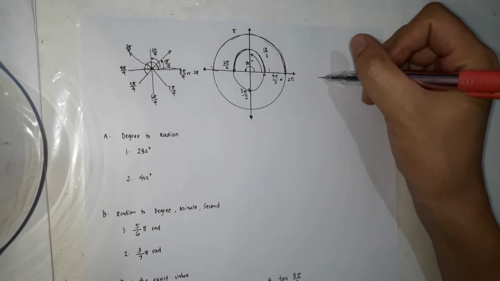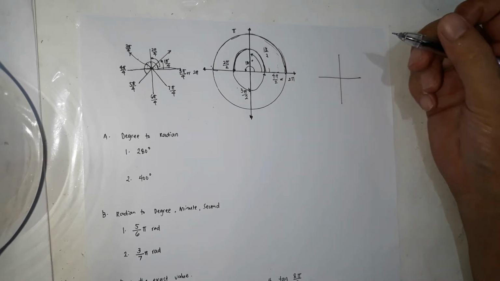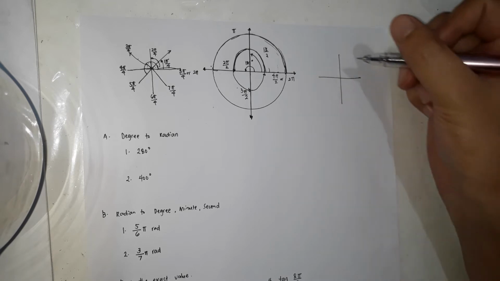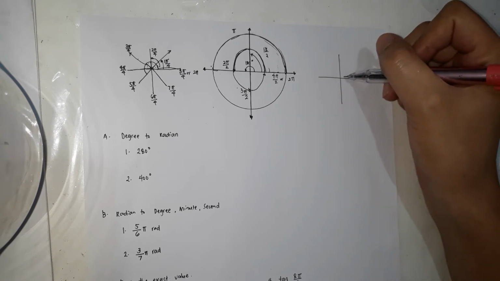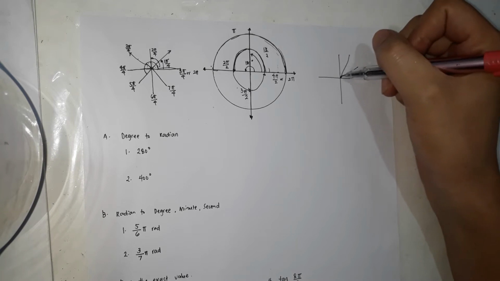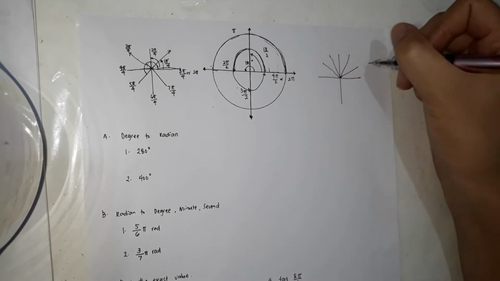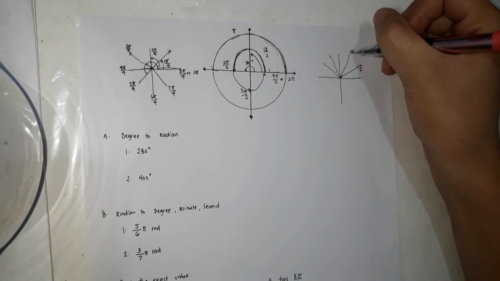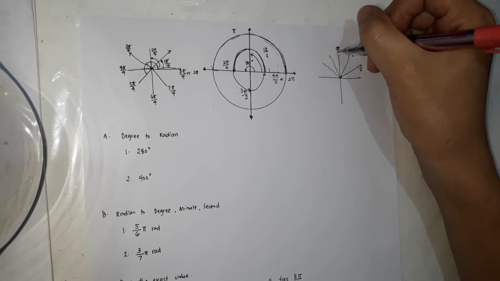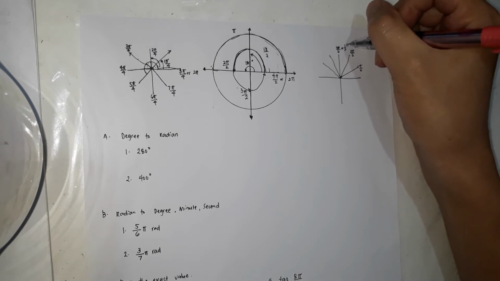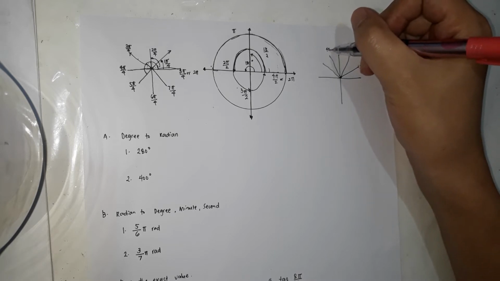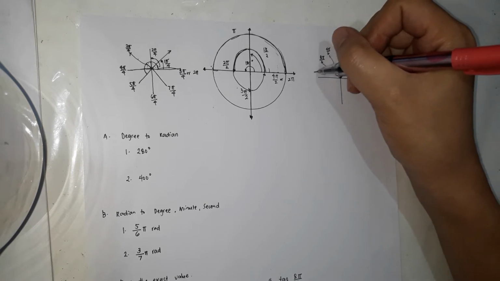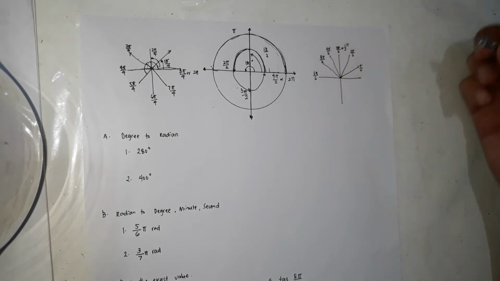However, if you're going to divide this by 6 parts, 1, 2, 3, 4, 5, 6. So this is pi over 6, or 1 pi over 6, 2 pi over 6, 3 pi over 6, or 1/2 pi, 4 pi over 6, 5 pi over 6, 6 pi over 6.